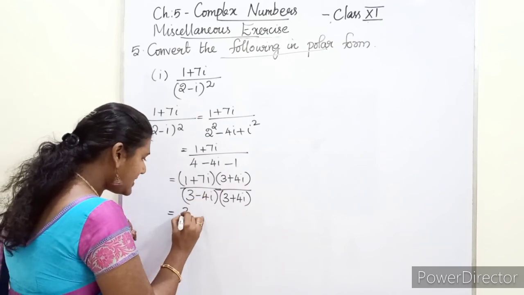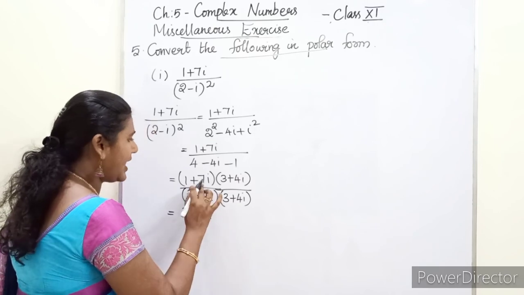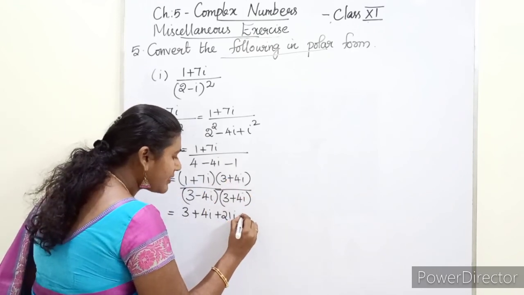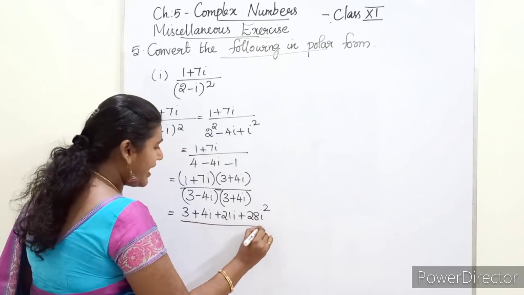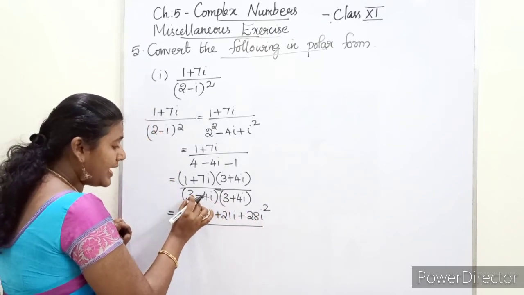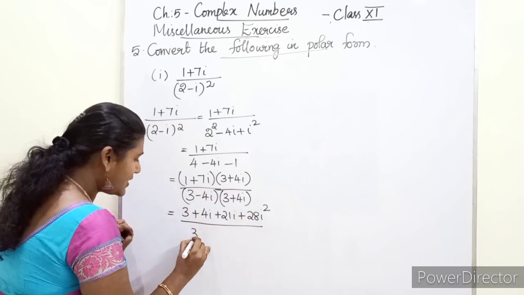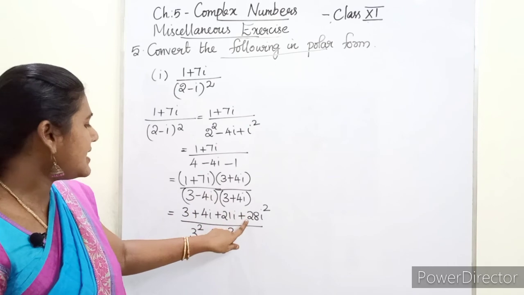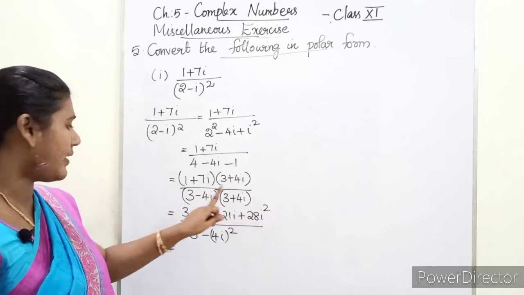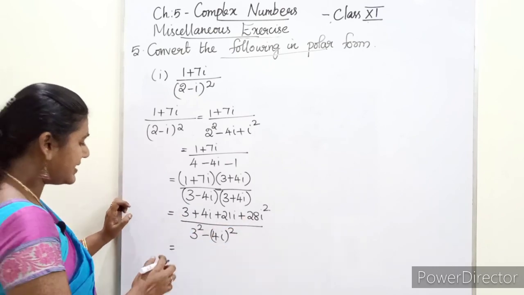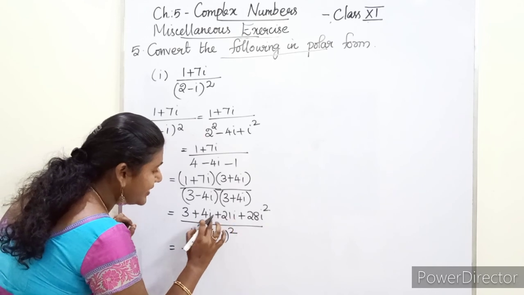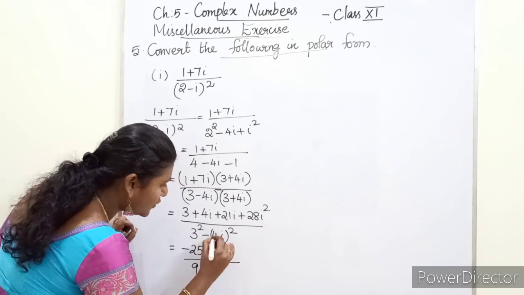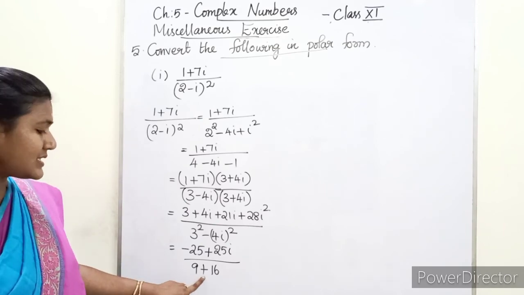So we can write 1 into 3 is 3, plus 1 into 4i, that is 4i. 7i into 3 is plus 21i. 7i into 4i, that is plus 28i square, divided by, here we will use the formula (a minus b) into (a plus b), that is 3 square minus (4i) the whole square. So we will simplify: 3 minus 28, i square value is minus 1. So here you will get 3 minus 28, that is minus 25, and when we add the i terms, you will get 25i, divided by 9 minus 16 into i square. I square value is minus 1, so this sign will become plus.